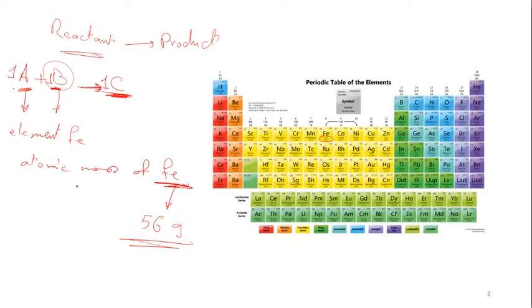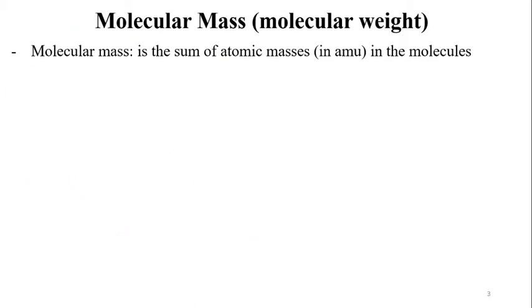But what if I have a compound? To start any chemical reaction, I have to know the molecular mass of each part of the reactants. The sum of the atomic masses of the individual atoms will give me the molecular mass. So if I have something like H2O molecules, the sum of the atomic masses of the 2 hydrogen atoms plus the oxygen atom will give me the molecular mass.